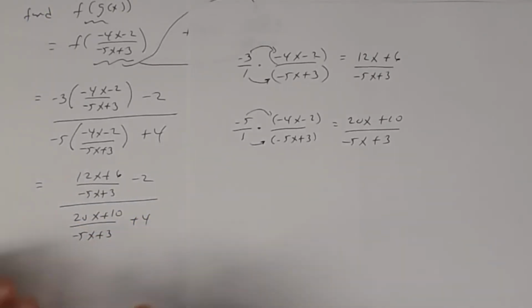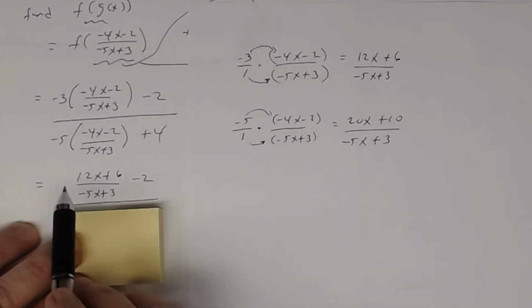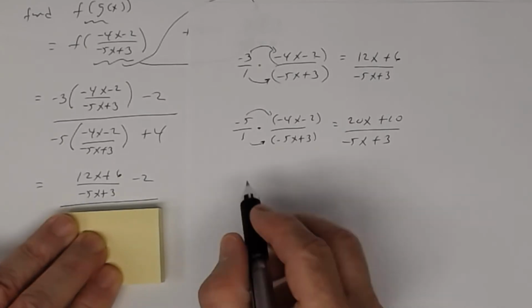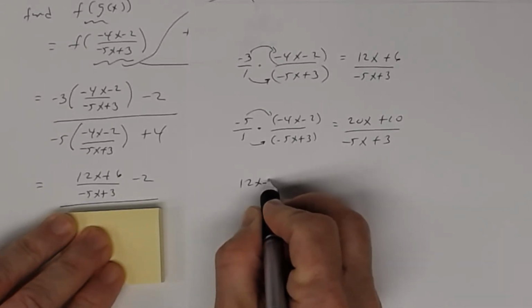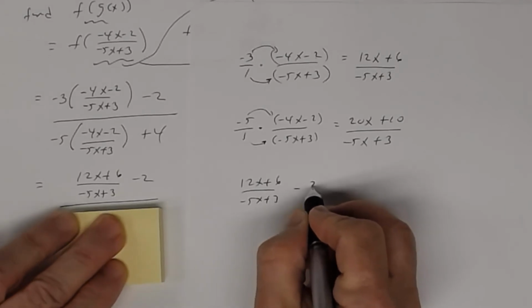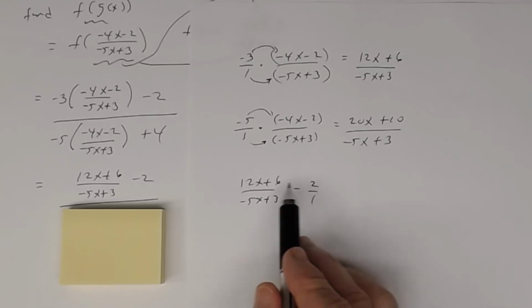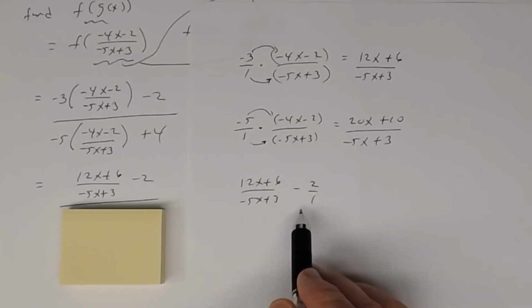Now, remember, let's go ahead and cover up this denominator here. So I have this right here. So remember, 12x plus 6 divided by negative 5x plus 3 minus 2. I'm going to put this as 2 over 1. When you add or subtract two rational expressions, you got to find the LCD. Remember that? The LCD. Okay.